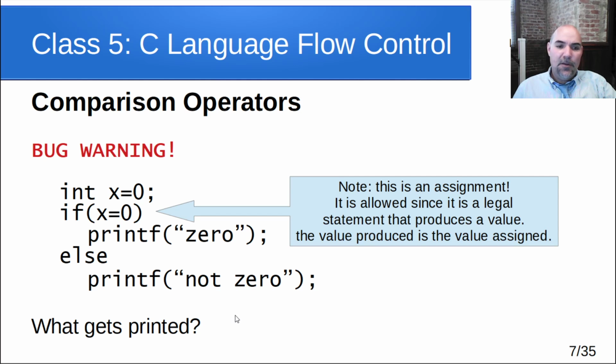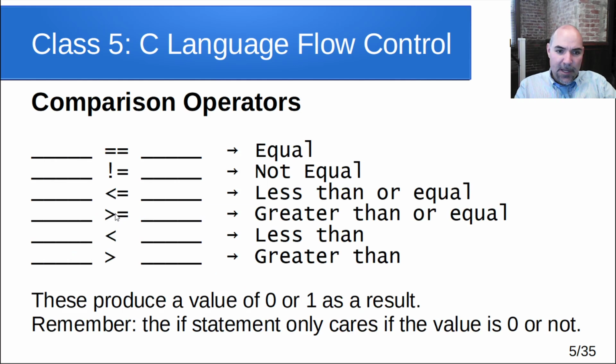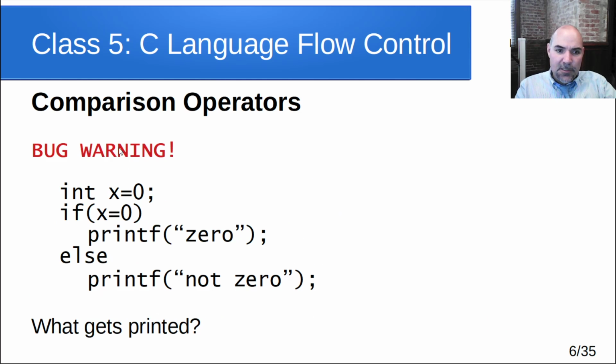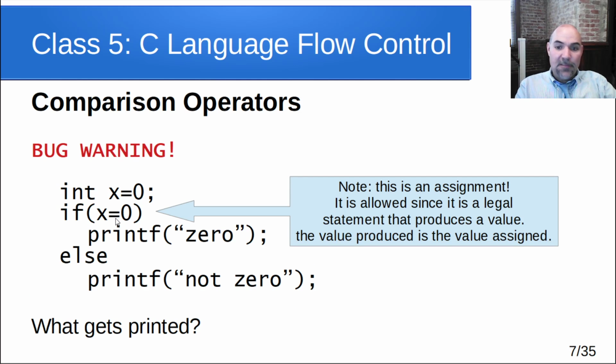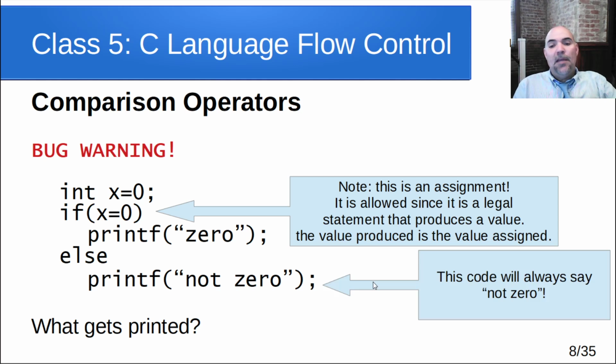So the thing to note is the thing in parentheses there is not using, let me back up a second, this double equal sign. It's using a single equal sign. And that's allowed. We can put an assignment in there. That's okay because that's a statement, and it actually produces a value because the result of any assignment is the value that was assigned. So this is actually going to produce a value of 0, which is false. So we're going to get not 0. That means that every time this code is run, it's always going to say not 0. And this is why this is a bug warning, that a programmer might say, why is it saying not 0 when I'm putting a 0 in it and I'm checking to see if it's 0?